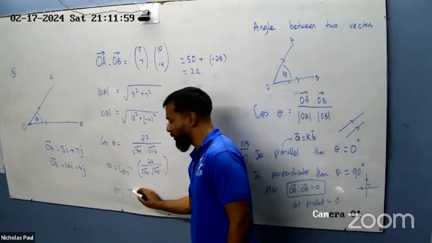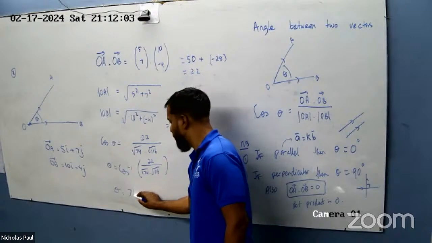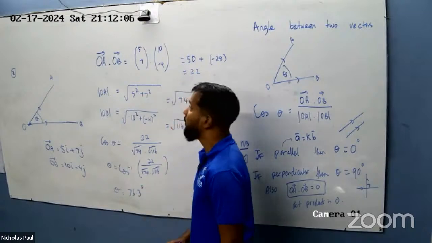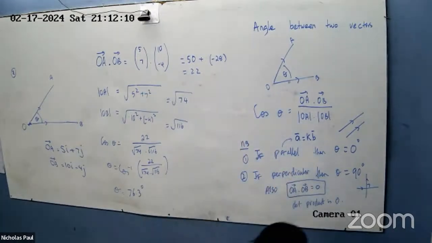And most answers are what? 76.3. Yeah. All right. Please make sure you have a calculator when it comes to math class, even those who are online. Right? I only got answers from a few.